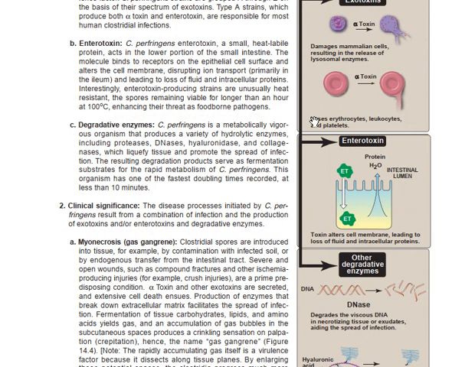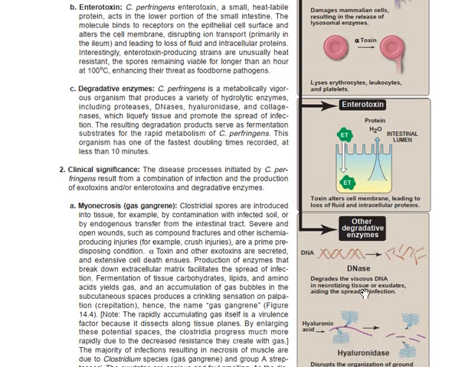The next virulence factor of Clostridium perfringens is enterotoxin. These enterotoxins are capable of entering the enterocytes and causing the release of cAMP, and that cAMP makes proteins and water be released into the intestinal lumen. So the toxin alters the membrane, leading to fluid and intracellular proteins leaving the enterocyte.